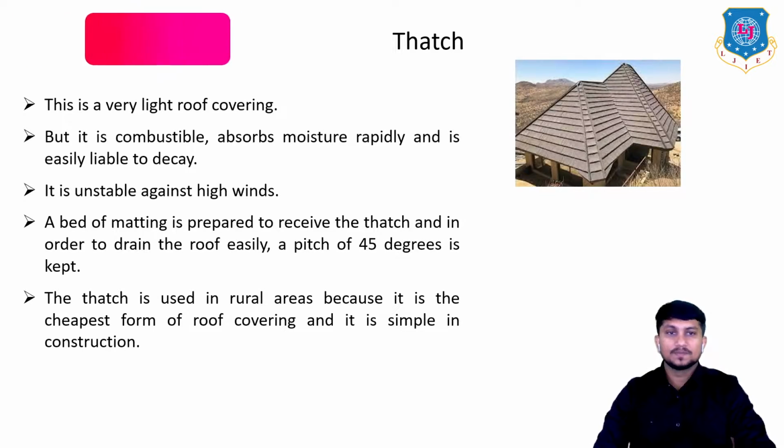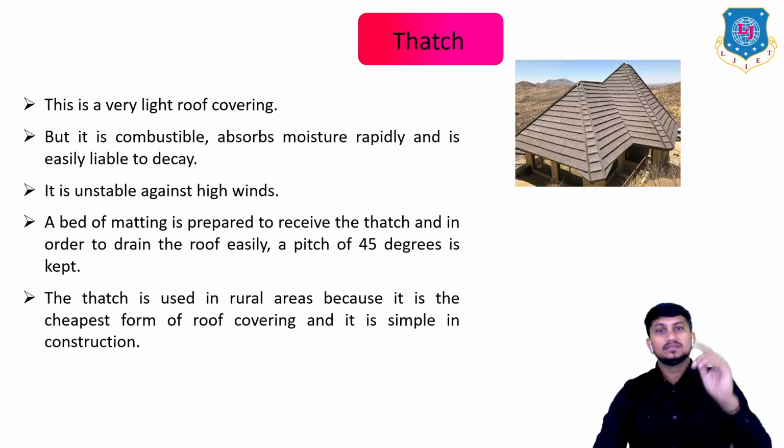Starting with thatch. You can clearly see how thatch looks. This is a very light roof covering, but it is combustible, absorbs moisture rapidly, and is easily liable to decay. These are the various disadvantages of this thatch material. It is unstable against higher winds.